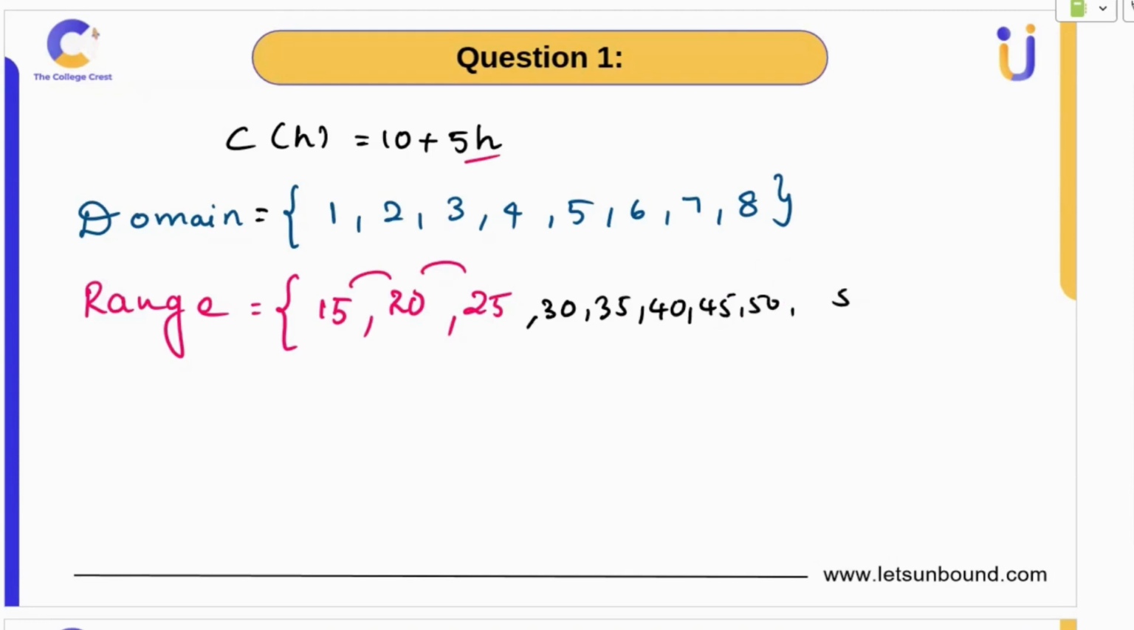No, not like that. Only 8 hours. So we have to do till the 8 only. So 3, 6, 7, 8. So maximum is $50. That's it. Very simple question on change in tandem, basic domain and range, and modeling a simple function.